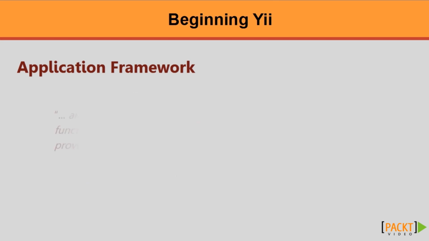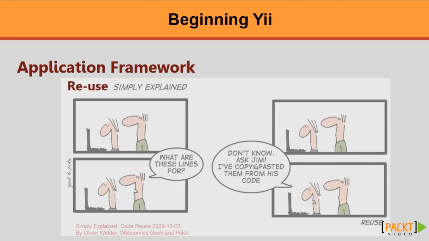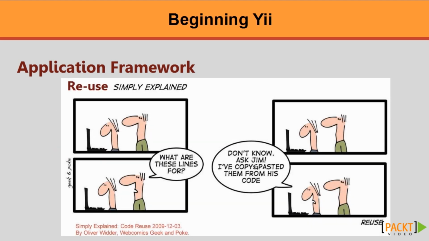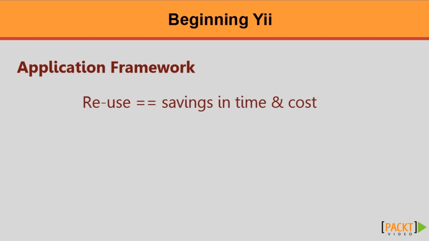In information technology terms, and particularly web development terms, this could be defined as an abstraction in which software providing generic functionality can be selectively changed by user code, thus providing application-specific software. And one of the holy grails of software development is reuse. And reuse enables efficiencies in the amount of new code required, thus time and cost, not just in pure coding effort, but all the other tasks undertaken as part of the development lifecycle, design, coding, testing, etc.